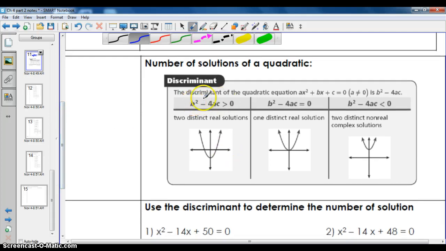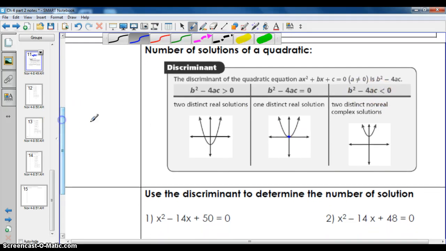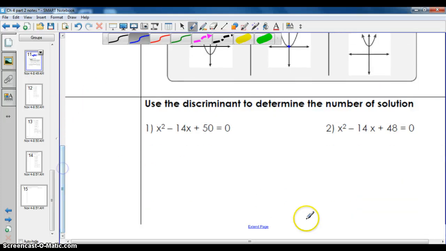So if that under the radical is a positive number, then we would have greater than 0, 2 real solutions. If it equals 0, what's under the radical, then we have 1 real solution. If for some reason what's under the radical is negative, remember we can't do that square root of a negative, so that means it is not real, and we'd have 2 non-real complex solutions. So let's go ahead and just practice using the discriminant.